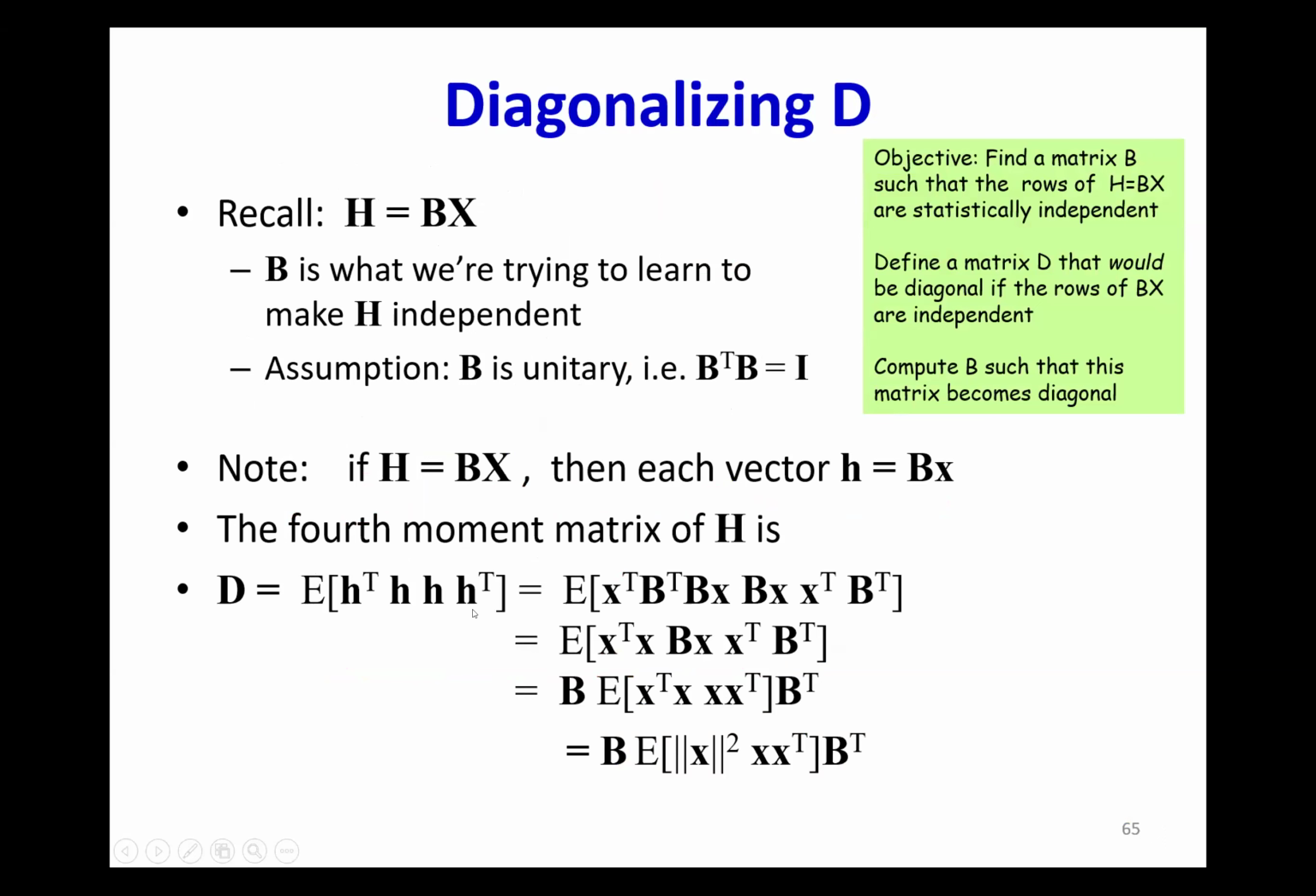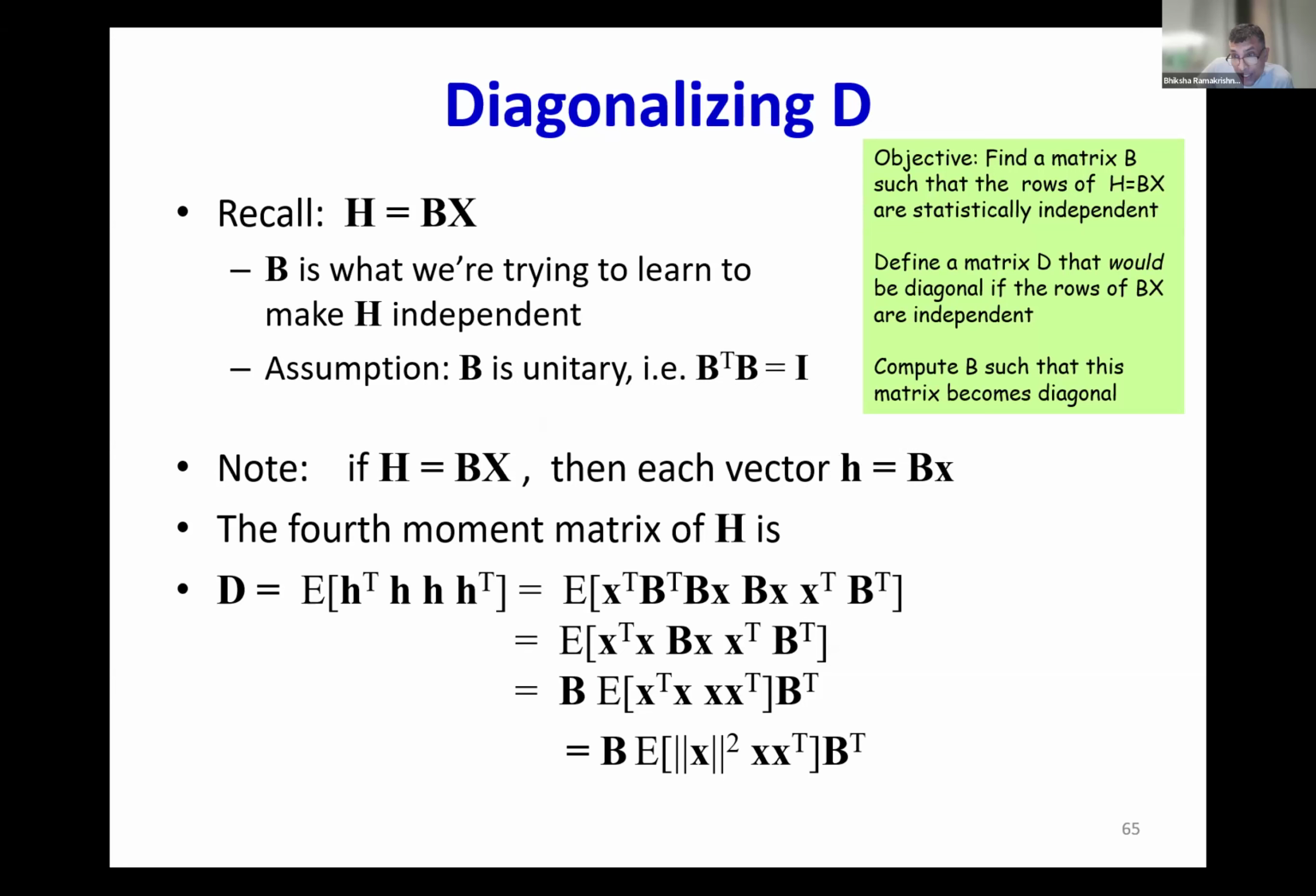Yes. So I can write this out. I can write H equals Bx. For individual columns of H, there's a corresponding column X, and so H equals B times that column. If I write it out, this is going to be X transpose B transpose B times X. That's what I got here, plus B times Bx, which is H, times X transpose B transpose. Do you see this? Yeah.